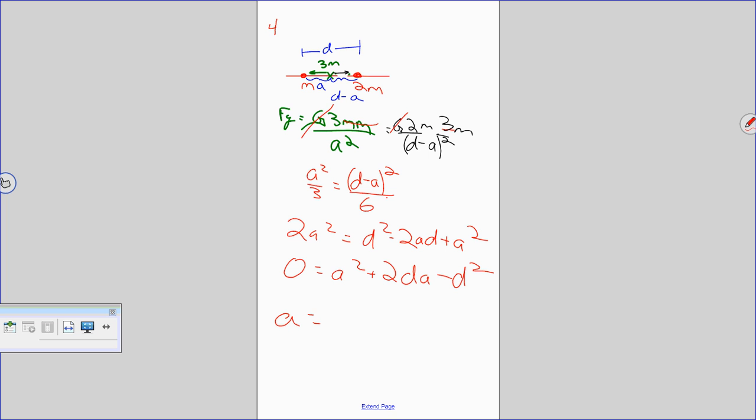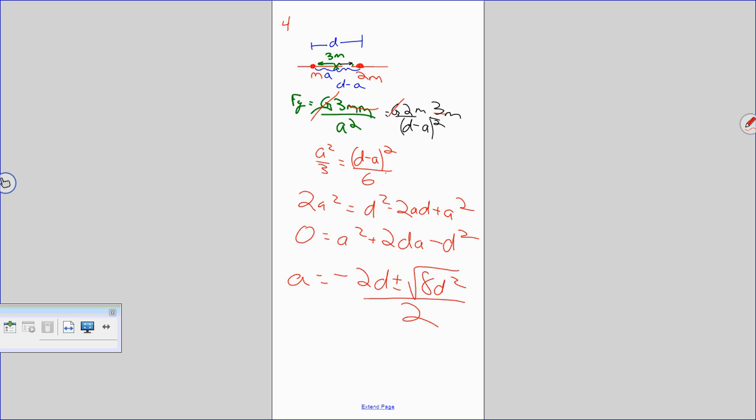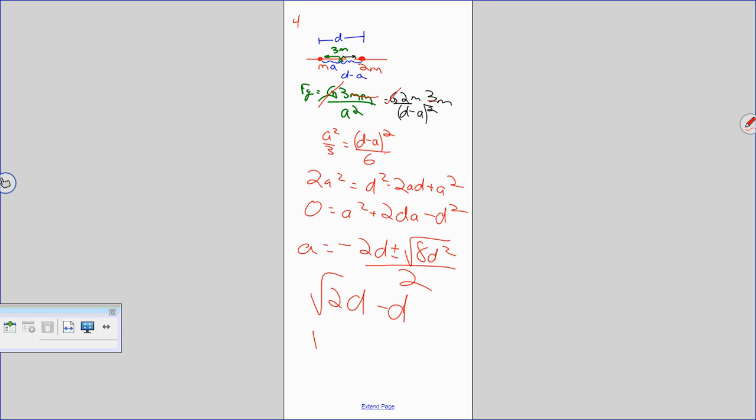If you use the quadratic formula, you get a equals -2d plus or minus the square root of 8d squared, all over 2. And you can't have a negative distance, so it's got to be plus. If you simplify this, you end up getting root 2d minus d, which is the same as root 2 minus 1 times d. And that root 2 minus 1 is where I got the answer on the sheet.